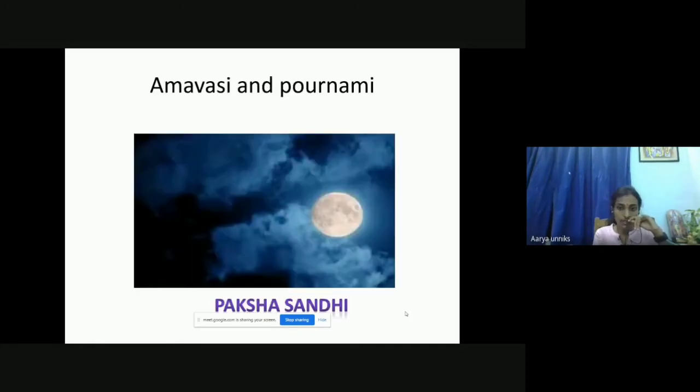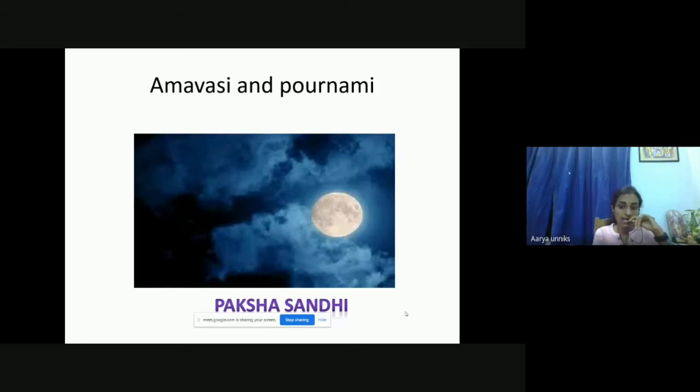Amavasi and Purnami, these are Paksha Santhis. You know the lunar cycle of 28 days, 14 and 14. In between, there will be a Santhi, a junction. That's the new moon and full moon days. That is Amavasi and Purnami.